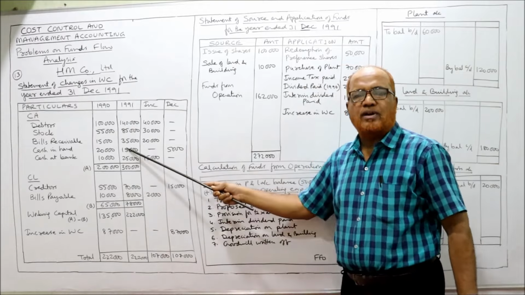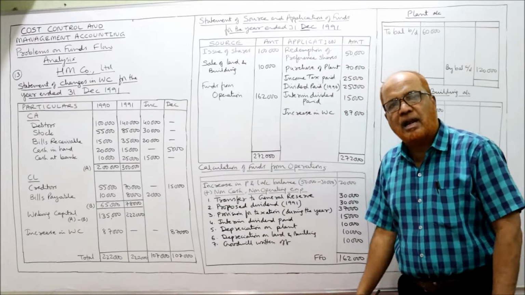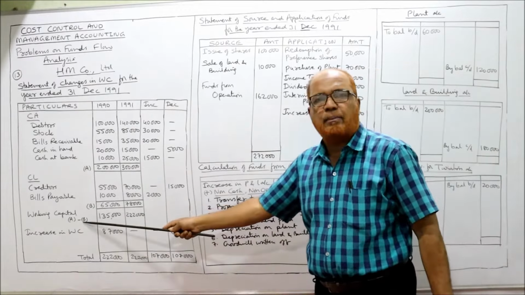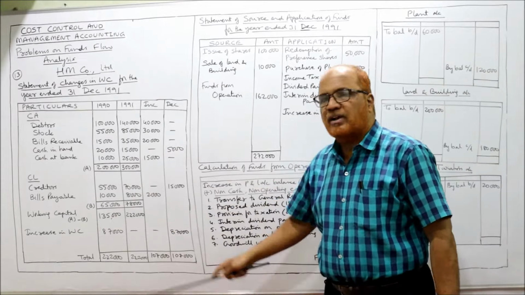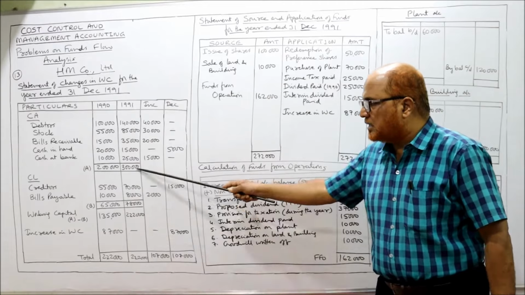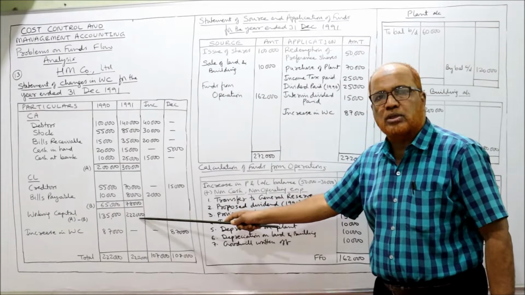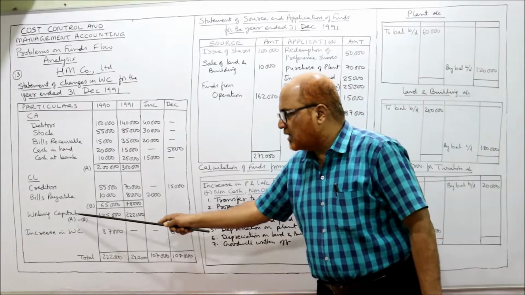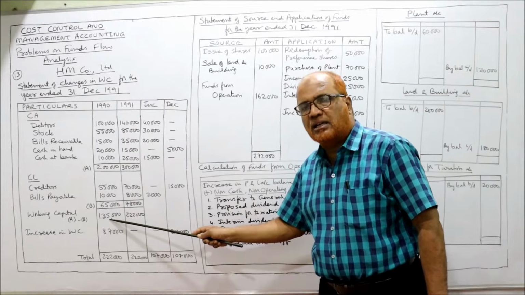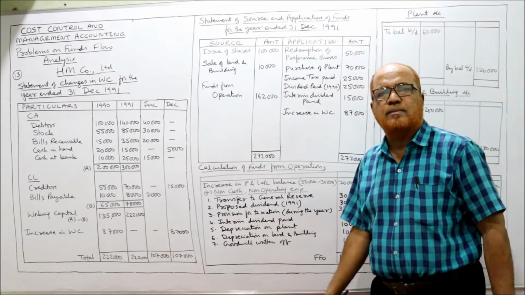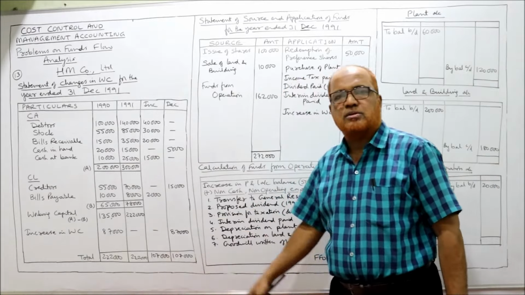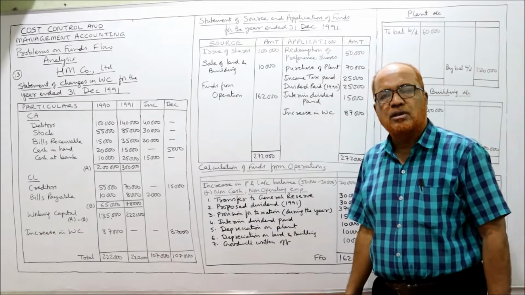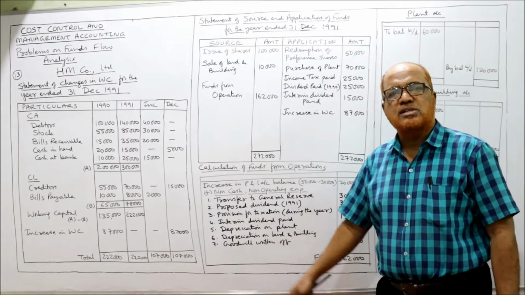So A is the total of current assets, B is the total of current liability, A minus B is the working capital, current asset minus current liability. 2 lakh minus 65,000, 1 lakh 35,000. Similarly, 3 lakh minus 78,000, 2 lakh 22,000. Now you can see working capital increased 1 lakh 35,000 to 2 lakh 22,000. There is increase in working capital by 87,000. Now we want to check whether 87,000 is correct or not.